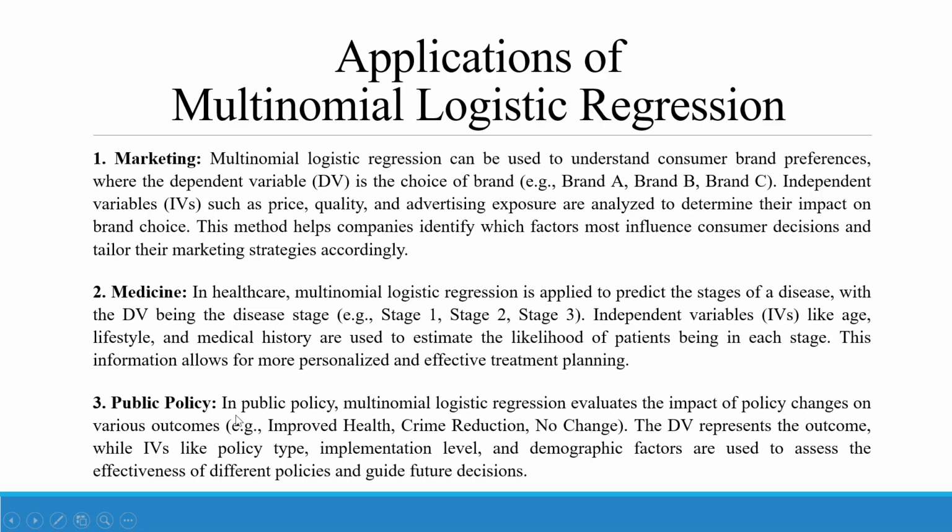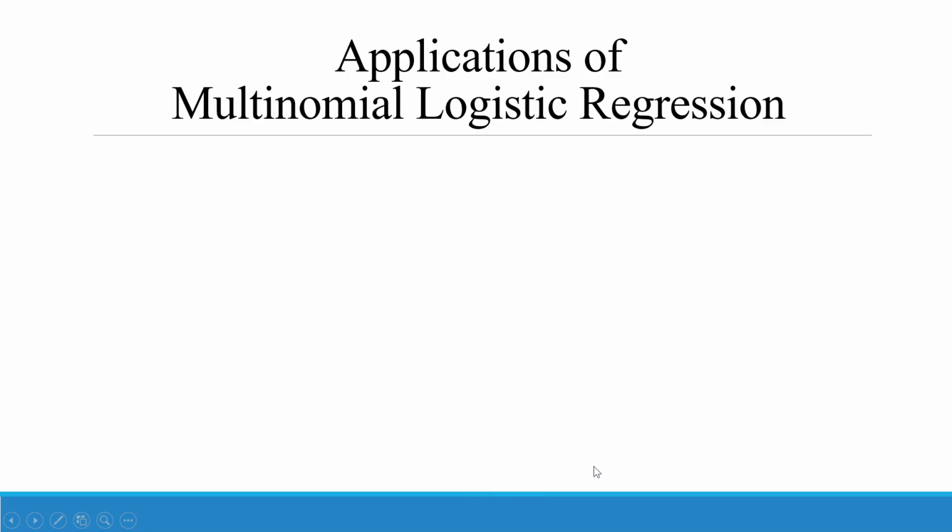Public policy. In public policy, multinomial logistic regression evaluates the impact of policy changes on various outcomes. The example is improved health, crime reduction, or no change. The dependent variable represents the outcome, while independent variables like policy type, implementation level, and demographic factors are used to assess the effectiveness of the different policies and guide future decisions of the government.